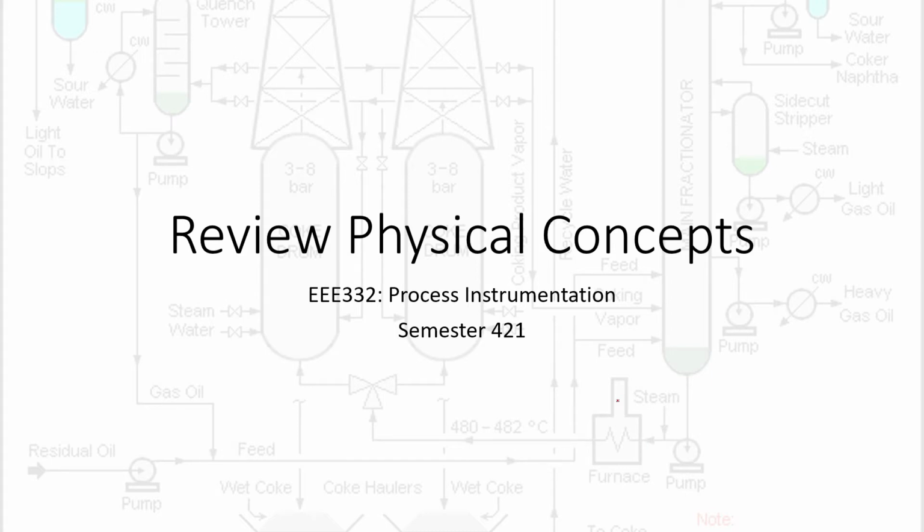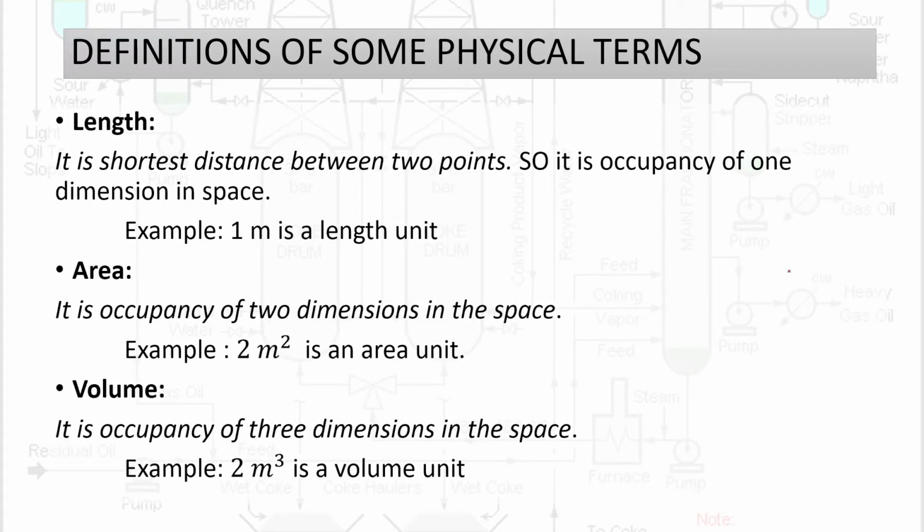This is the first lecture for process augmentation in semester 421. The course code is EEE332. Now, for the first lecture, we prefer to review some physical concepts. We already know them, but just to review quickly in order to help us in the coming lectures. Let's start our first terminologies.